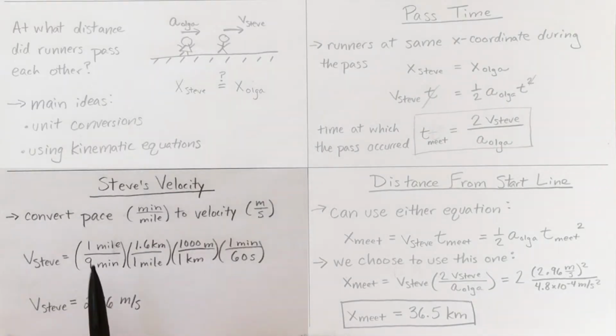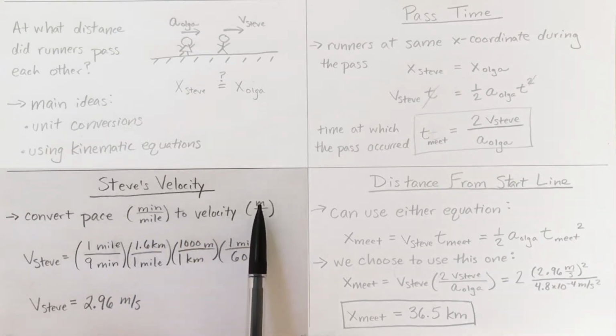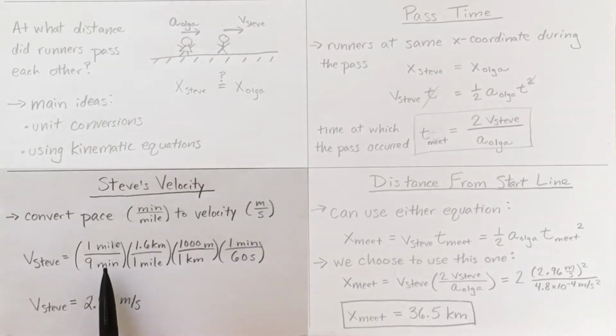We are told that Steve runs the marathon at a constant pace of 9 minutes per mile. The first step is to convert his pace from units of minutes per mile into a velocity of units meters per second. We do so by converting miles to kilometers, kilometers to meters, and minutes into seconds. Multiplying through, we find that Steve runs the marathon at a constant velocity of 2.96 meters per second.